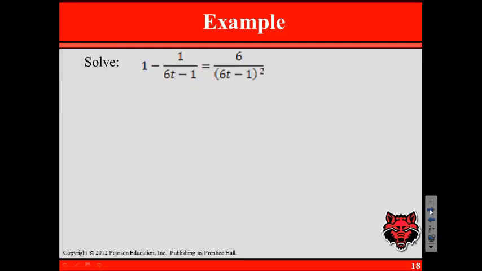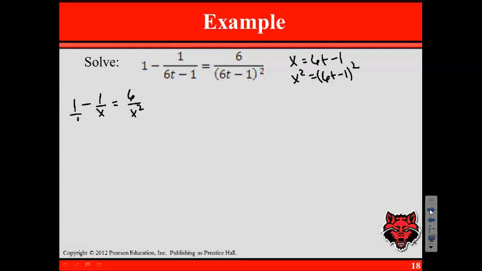Let's try another example. Here we have 1 minus 1 over 6t minus 1 equals 6 over 6t minus 1 squared. Just like in the last example, let's substitute the value that is squared and the value that's not being squared with an easier variable to solve for. So let's take x equals 6t minus 1. If we square both sides, we would get x squared equals 6t minus 1 squared. If we make that substitution, our equation becomes 1 minus 1 over x equals 6 over x squared.